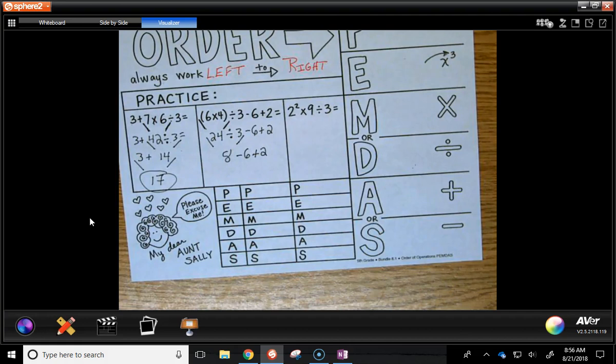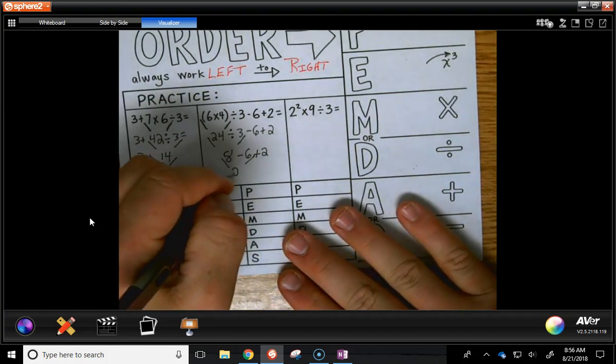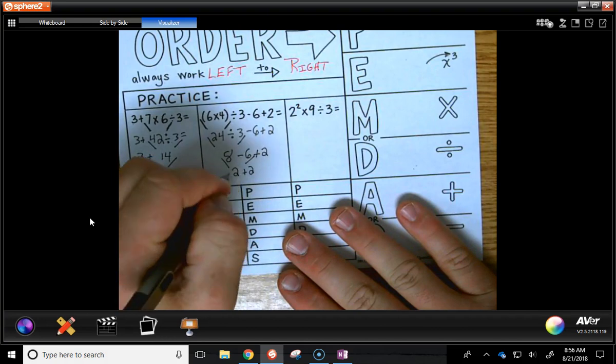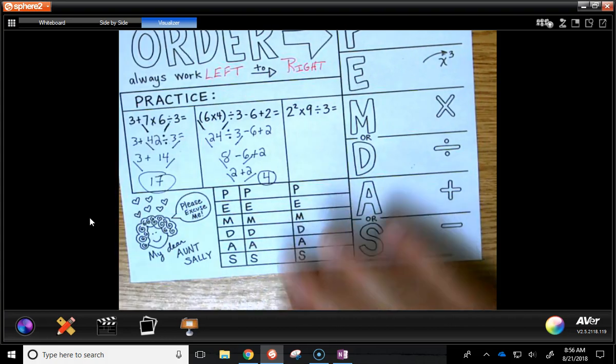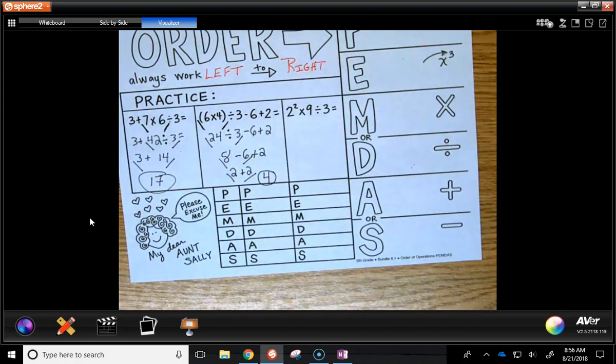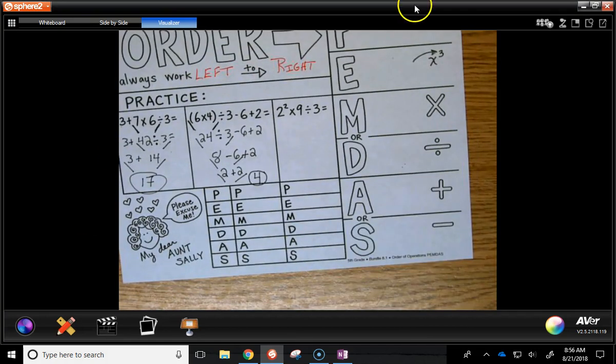Now I have subtraction and addition. Do I do the addition first, 6 plus 2, or do I do 8 minus 6 first? 8 minus 6. Good. Left to right, add or subtract. 8 minus 6 is, and we're left with plus 2 with the final answer of 4. Alright, take a couple seconds. I'm going to freeze mine. Go ahead and solve for this last one.